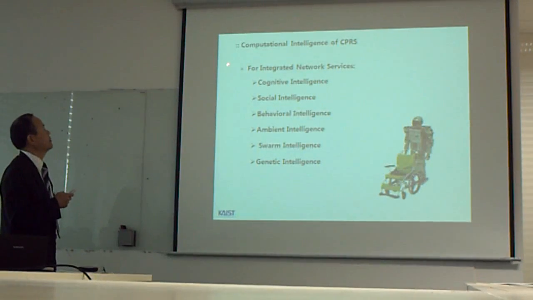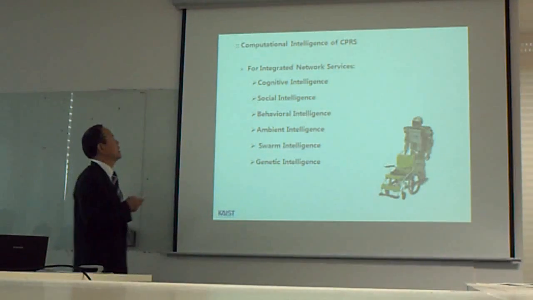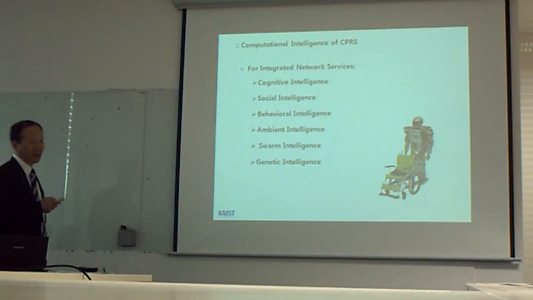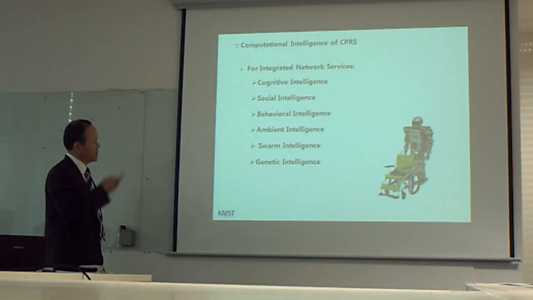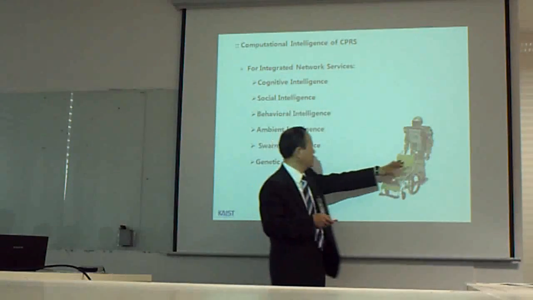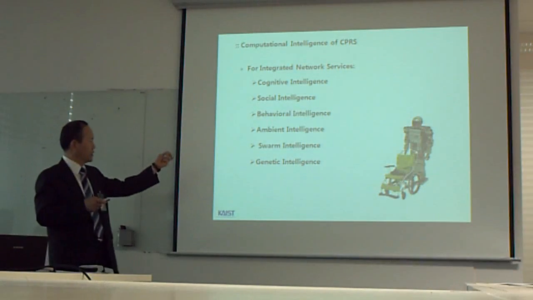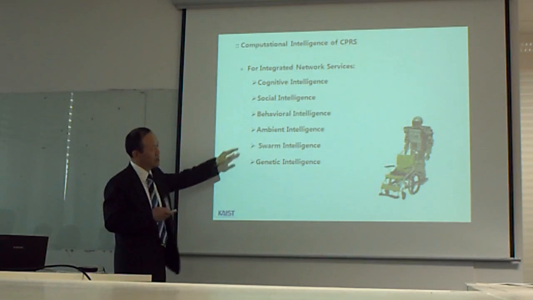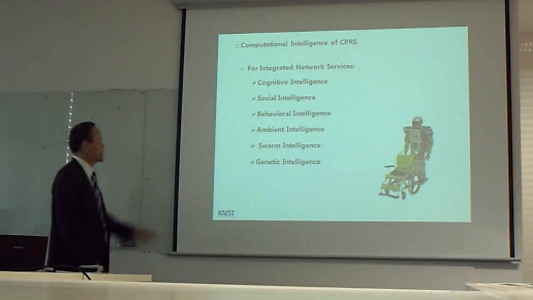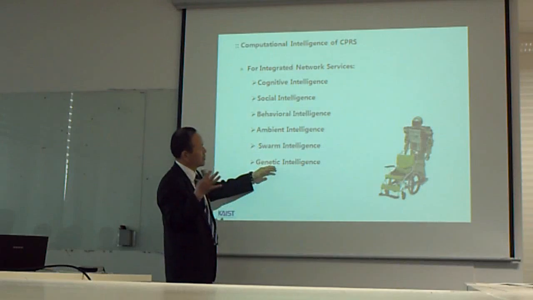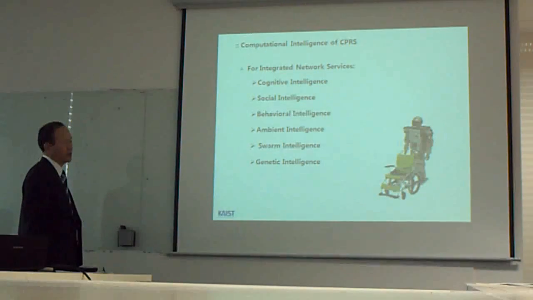So, and here, computational intelligence, for this kind of integrated network services, I classify it into six intelligences: cognitive intelligence, sounds like IQ, social intelligence, EQ, emotional quotient, and behavior intelligence. Behavior intelligence is really needed; if the robot cannot work properly, then it does not manifest that the robot is intelligent. And ambient intelligence is the ability to gather information around the environment. And social intelligence is a kind of group intelligence for the multi-agent system. And genetic intelligence, you don't have to care about this because we naturally inherit it from our parents. However, an artificial creature also needs this intelligence.